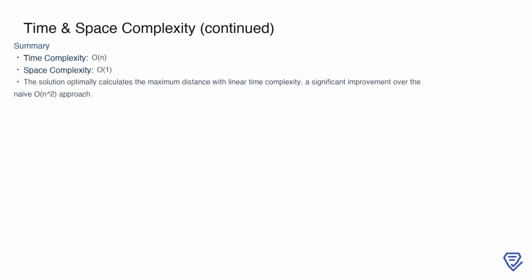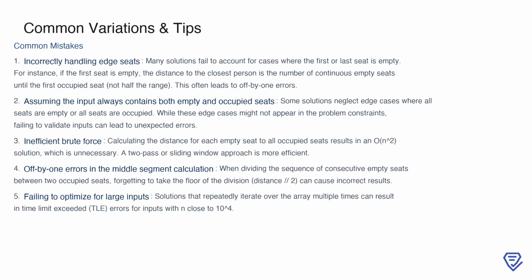To summarize, the solution achieves a time complexity of O(n) by processing the input seats array in a linear pass, while optimizing edge case handling with constant time operations. The space complexity is O(1), since no additional data structures are used, and memory usage is limited to a few variables. This approach represents a significant improvement over the naive O(n²) solution, providing a highly efficient way to calculate the maximum distance to the closest person. When solving this problem, there are several common mistakes to watch out for.